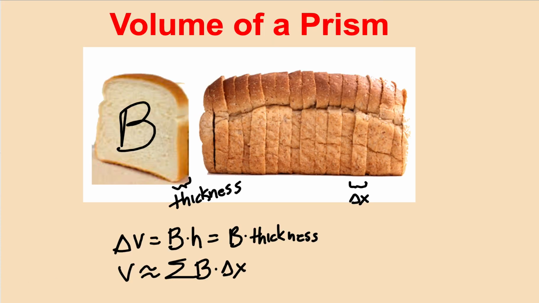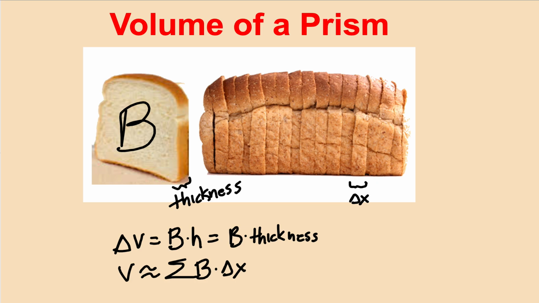Let's take a look at a volume of a prism. A loaf of bread is a rectangular prism. How about we look at one slice of bread, which is also a rectangular prism, a nice thin one, find the volume of the slice of bread, add up all the volumes, and that'll be the volume of the entire loaf. Think of the one slice of bread as the area of the base times the thickness.